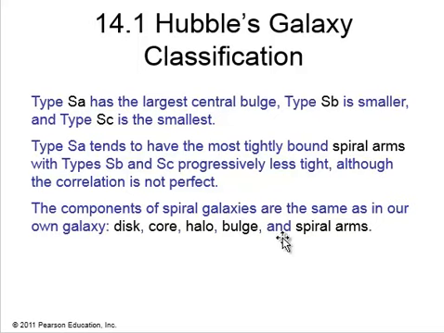Okay, and I kind of pointed this out again. The components of spiral galaxies: we have the dust disk around the galaxy, the core, the halo around the core, the spiral arms, and the bulge is what you see when you look at the galaxy side on.